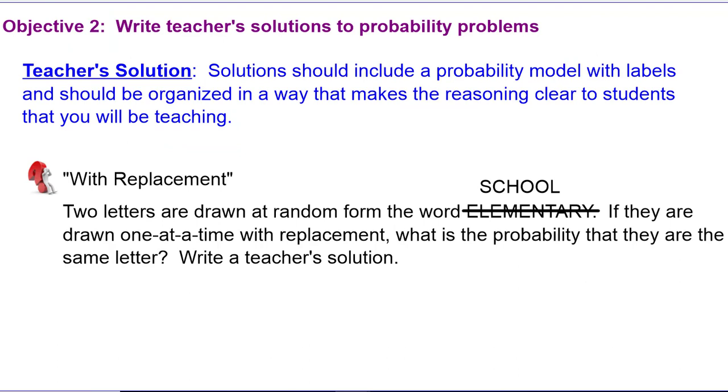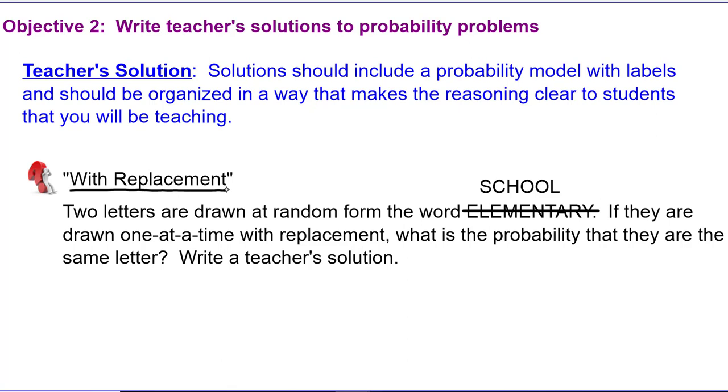Now let's look at teacher solutions. And let's talk not only about independent events, but also about dependent events. All right, so here's a teacher solution: it should include a probability model with labels and be organized in a way that makes the reasoning clear to the students that you are teaching it to. So what we're going to do is talk about what we mean by with replacement. Okay, I'll explain that here in a second.